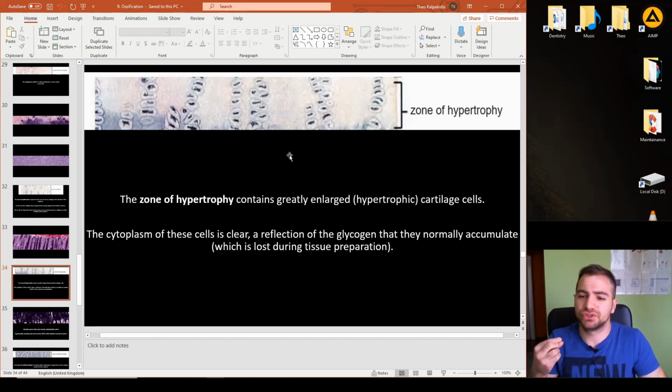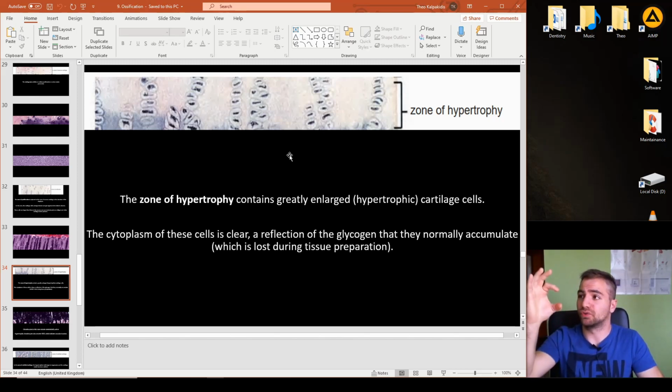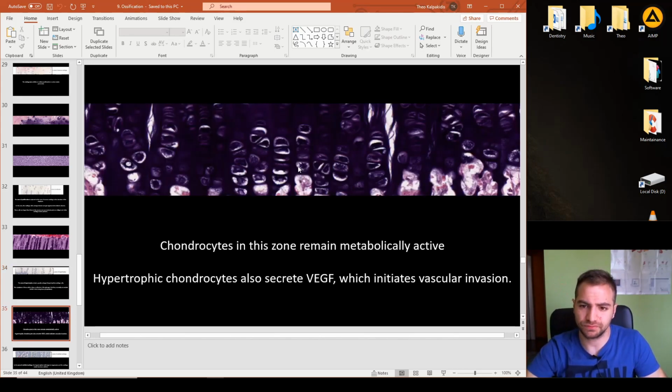The trick here is to see the increased amount of glycogen in the cytoplasm, number one, and number two, we're going to see the size increase. That's why it's called the hypertrophic zone, because in this case these cartilage cells will be much bigger than in the zone of proliferation. So this is a very clear picture of how this zone of hypertrophy looks. And again, right here we can see the zone of proliferation ending, and here we can see the zone of hypertrophy starting.